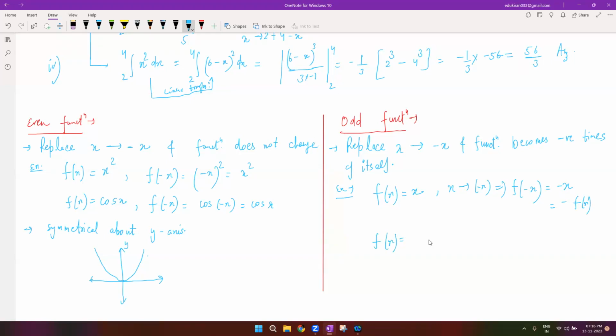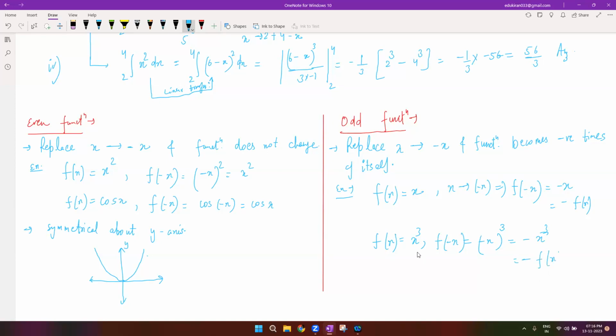Okay, let's take one more example, x cube. Now, in case of x cube, if you write f of minus x, then it becomes (minus x) whole cube, right? Which becomes minus x cube, because minus cube is minus, x cube is x cube, right? What was x cube? x cube was our original function.